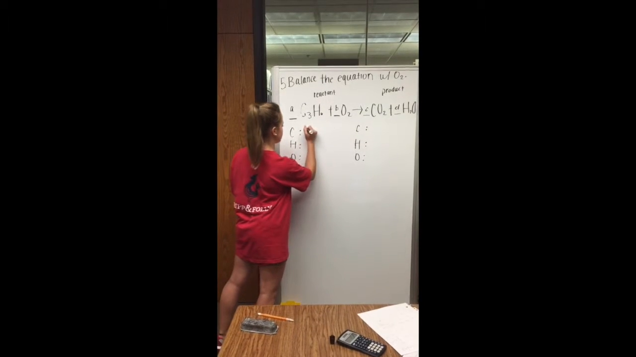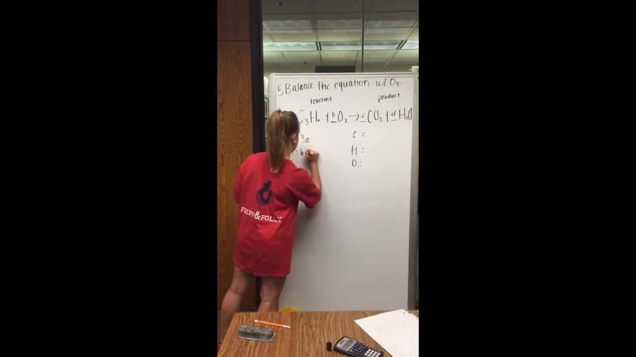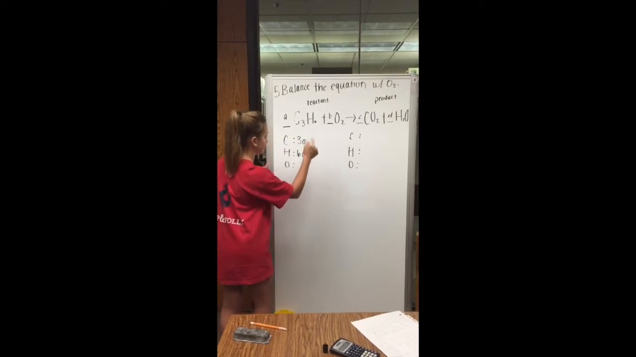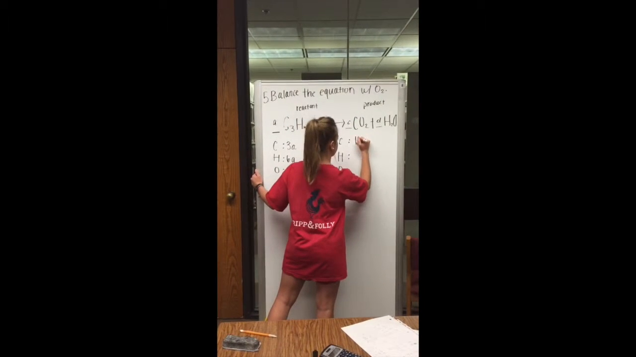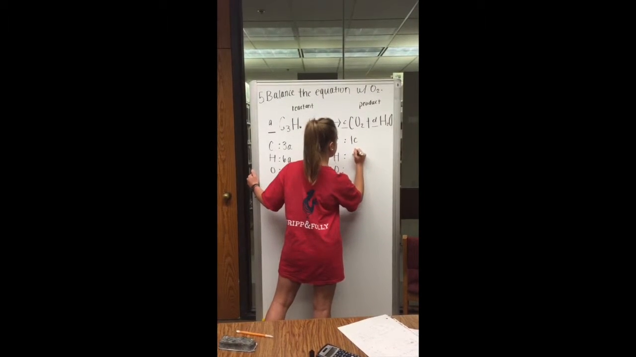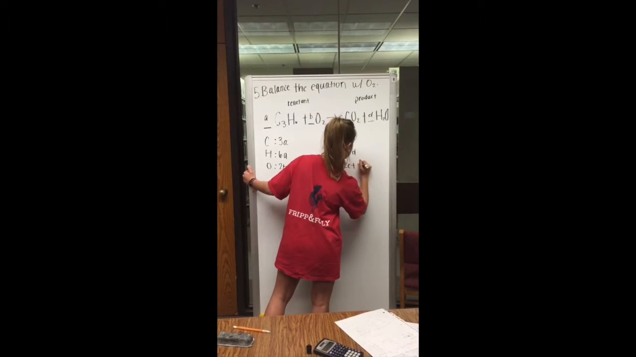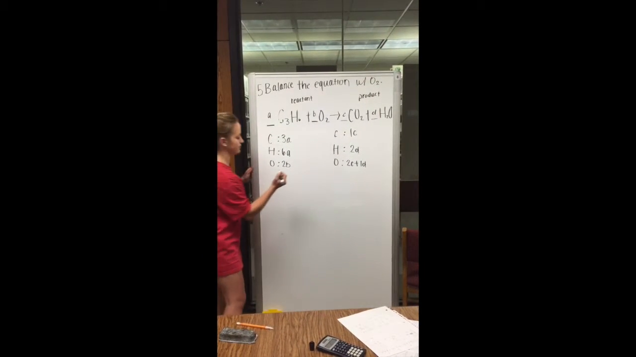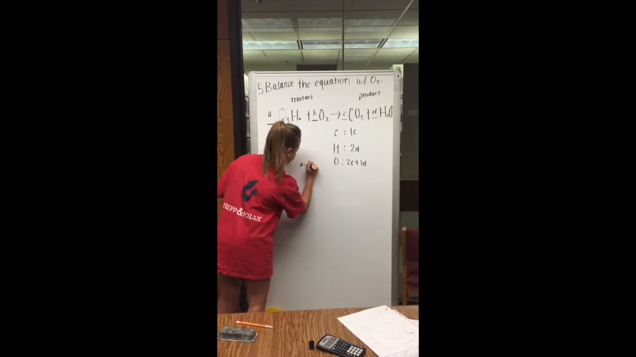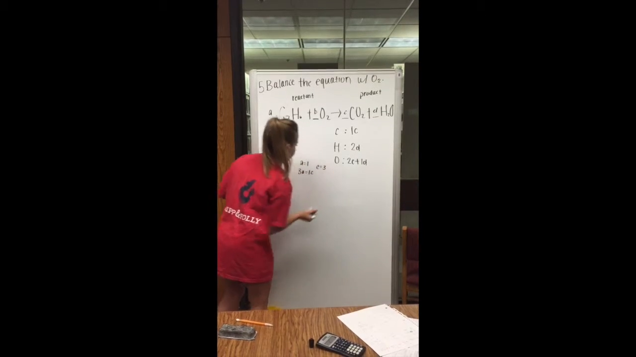So we have 3 carbons, so 3A, and 6 hydrogens, so 6A. And then 2 oxygens, 2B. Okay, so now I have to do it algebraically. So A is going to equal 1. So 3A equals 1C, making C equal 3.